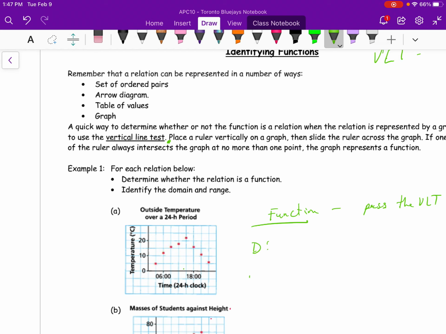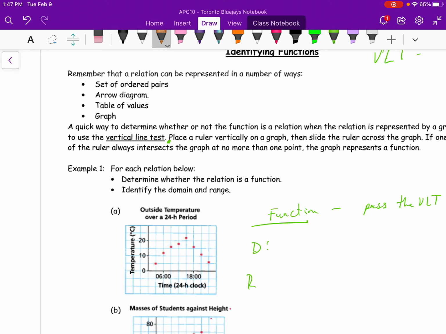Determine the domain and range. So the domain and range are going to look like this. Now, I suppose I should try to determine what each of these tick marks represent. From 6 o'clock to 18 o'clock, we know that's 12 hours. And if I'm counting up in 4 tick marks, 12 hours divided by 4 tick marks implies that each tick mark is worth 3 hours.